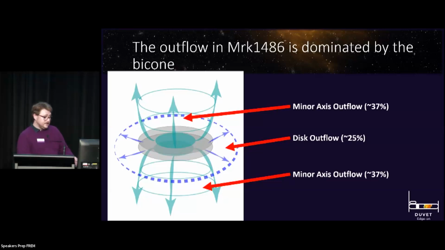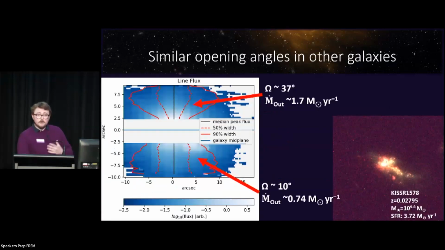But with the methods that we have developed, obviously our goal is to apply them to a larger sample of galaxies. And so there's 4 more edge-on targets in the Duvet survey. This is one of them. It's KISSA 1578. It's slightly more massive than McPherson 1486. It's also a bit less edge-on, so there's some projection effects that I need to disentangle here. But our preliminary results, at least, are showing opening angles and mass outflow rates that are quite similar to what we see in McPherson 1486.